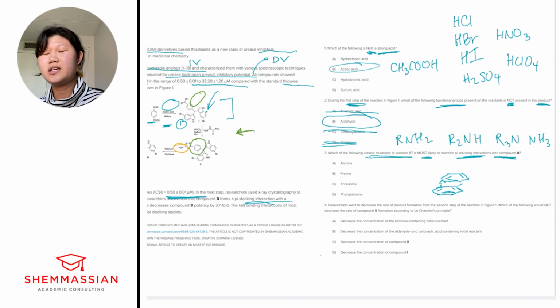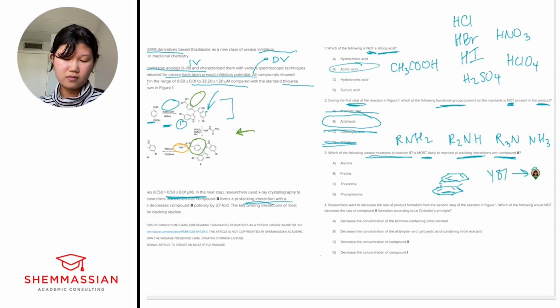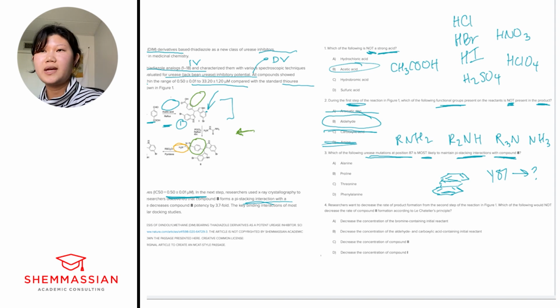And so that's what they mean by a pi stacking interaction. Now they're asking us, if the amino acid at position 87 were mutated to something else, so Y87 to what? Which one would maintain a pi stacking interaction with compound A?